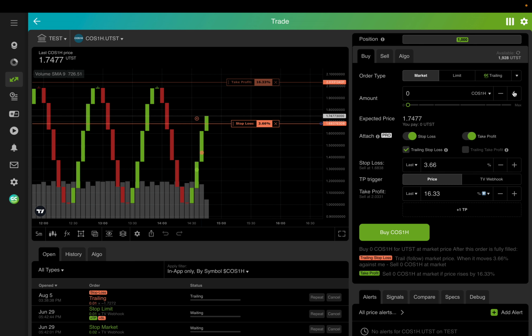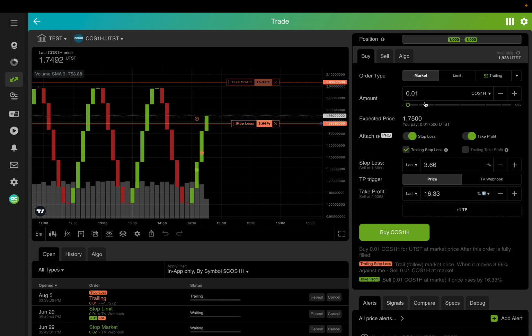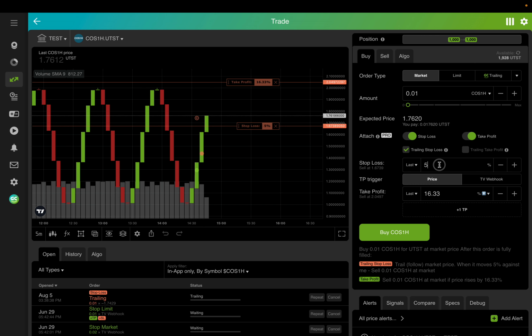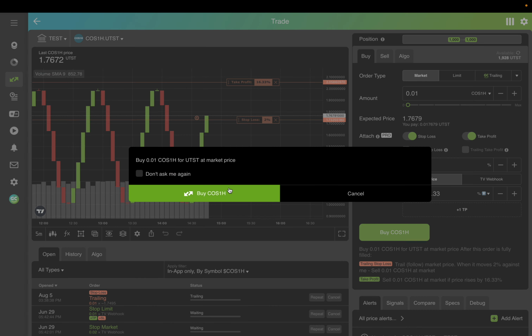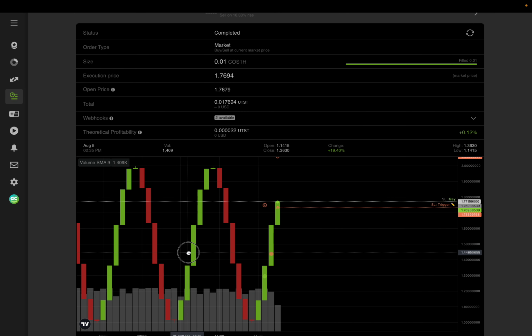So I'm sending a market order, I'm buying, and I'm attaching a take profit at whatever, 16%. So I know that it's not going to actually execute, and I'm having a trailing stop loss at 5% below that, maybe even 3% below that. Okay, maybe even 2% below, whatever. So that's going to be the setup, and I'm going to just send the order. It's going to execute. We're going to see here.